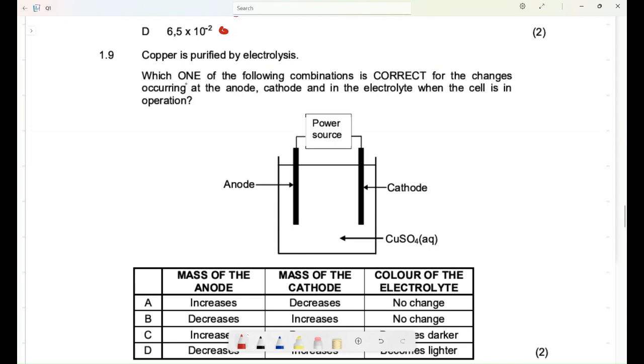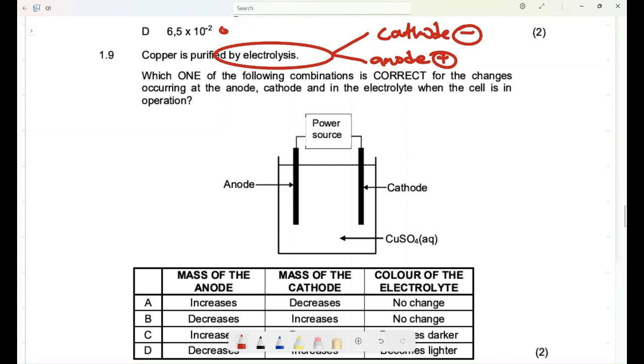1.9. Copper is purified by electrolysis. Remember electrolysis? It is the one where the cathode is negative and the anode is positive. Remember, unlike a galvanic cell, where the cathode is positive and the anode is negative. It is vice versa. And always note that sometimes we form at the cathode. If there is something that we want to form, we'll form it at the cathode.